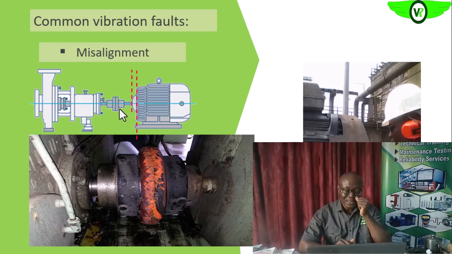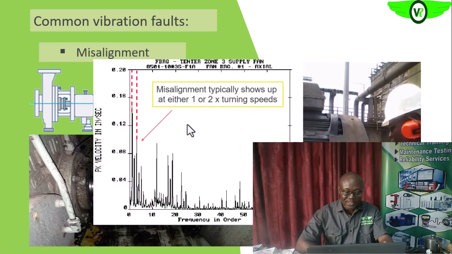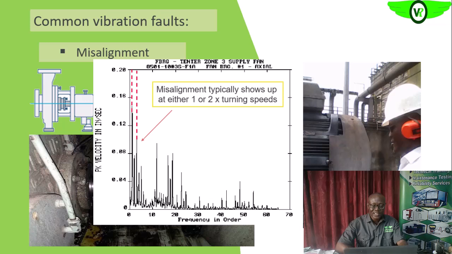Which means that the misalignment force must be overcome as the equipment is turning, and that will exert some degree of pressure on the bearing, and that force will be picked up by your vibration sensor or accelerometer. At that instance, you'll see that most of the misalignment problems show up at one time or two times turning speed. Remember we said unbalance, you will see in one time RPM or one time turning speed.